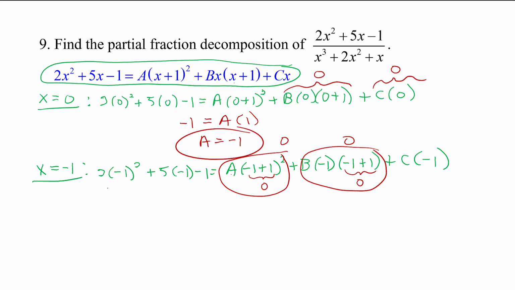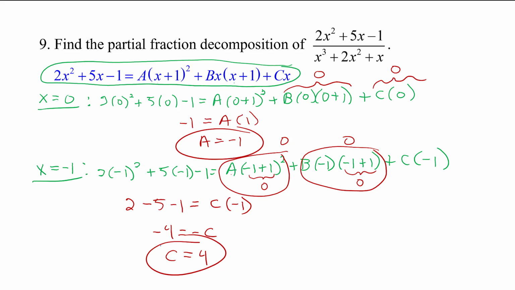We're left with, on the left side, 2 times negative 1 squared, which would be 2 times 1, or 2, plus 5 times negative 1, so minus 5, and then minus 1 equals c times negative 1. So what have we got? We've got negative 4 equals negative c, and that gives us c equals 4. All right, so we found a and we found c here.